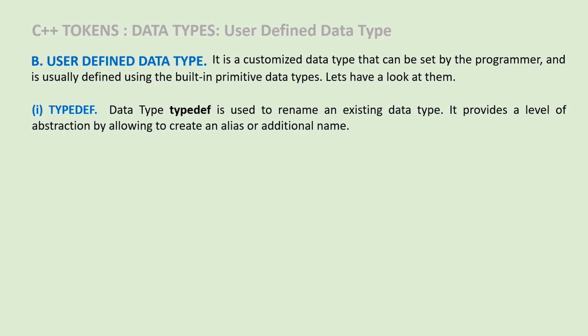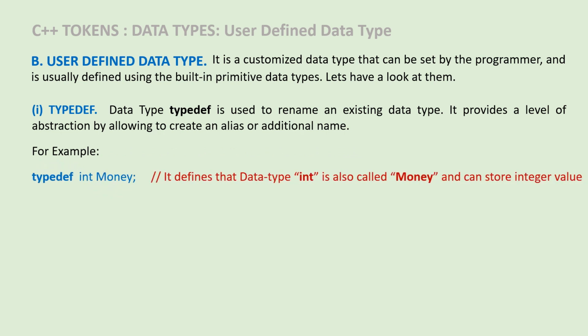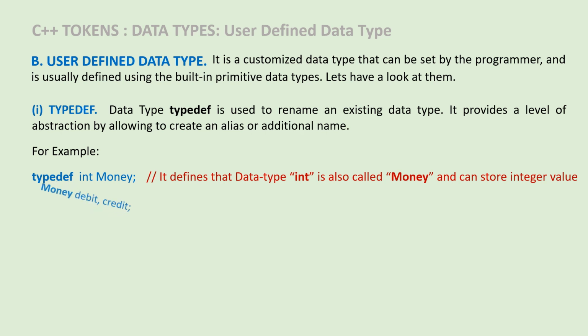Typedef. The typedef user-defined data type is used to rename an existing data type. It provides a level of abstraction by allowing us to create an alias or additional name. For example, typedef int money. It defines that data type int is also called money and can store an integer value.